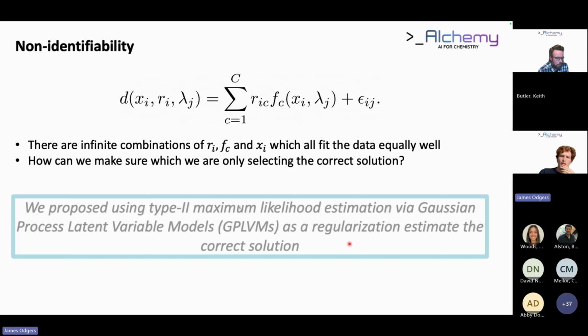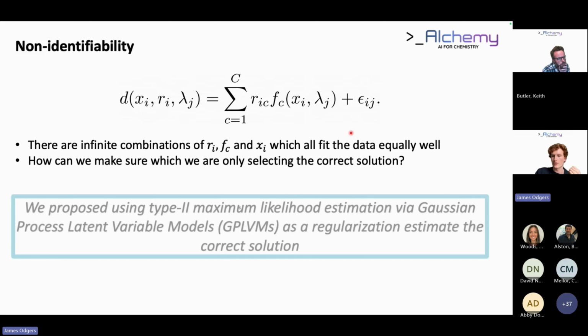So for any particular choice of F and R for everything up to the last component, I can always pick the last component such that it will exactly match whatever observation we have. So what we're looking for is some solution which is going to let us take these infinite number of solutions and narrow down to solutions which make sense.